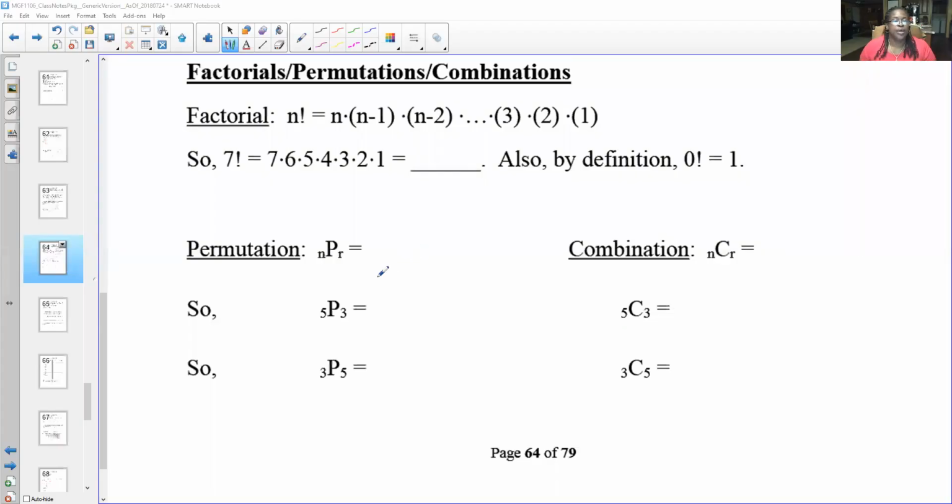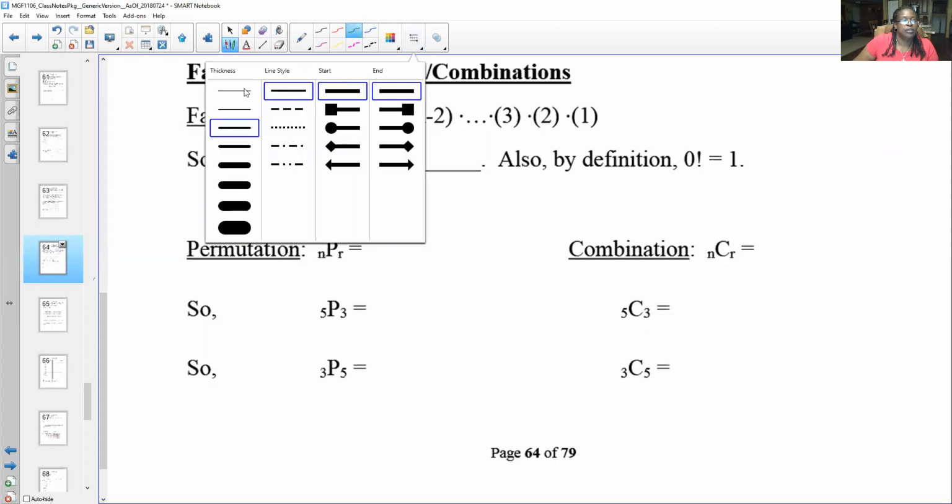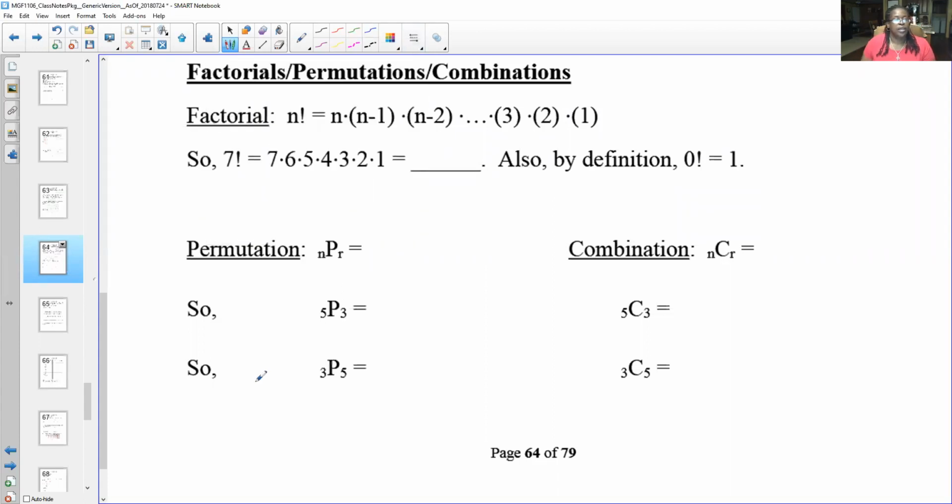I'm going to share my screen again with you. All right, here we go. So we're picking up where we left off. Let me change my color again. We're looking at factorials, permutations, and combinations. This is our next set of homeworks. Now we're going to need our calculator for this, so pull out your calculator.